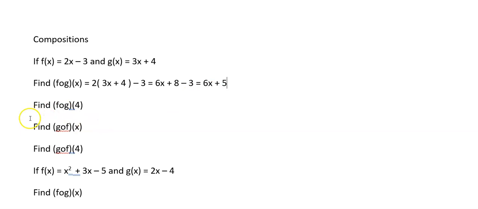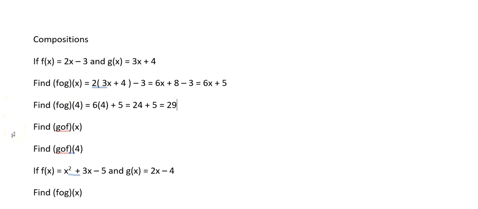Now notice in this next one, we want to find F composed with G at 4. So it's still this function, but we want to plug a 4 in for our x. So let's just plug in 6 times 4 plus 5. That's 24 plus 5, or a functional value of 29.